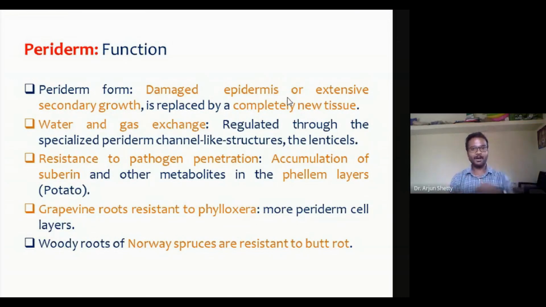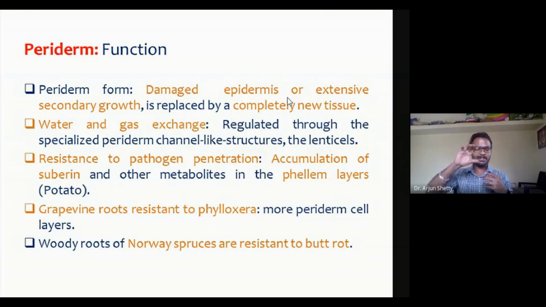And one more important function of a periderm is to protect the internal plant body from pathogens, because we already know that the stronger the periderm, the stronger the epidermal region, the less the infection is going to be. So the resistance to different pathogen penetration is also rendered by the periderm itself.